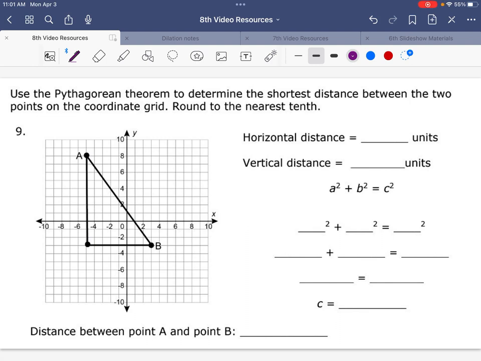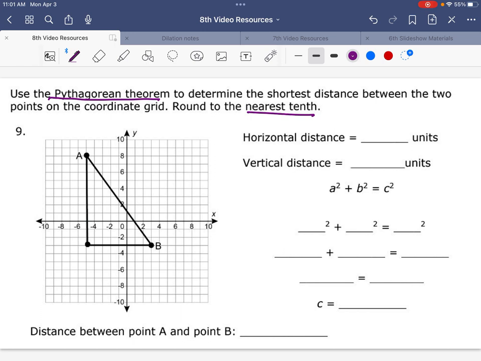Hey guys, today we're going to be looking at how to find the distance between 2 points on a coordinate plane using the Pythagorean theorem. So here we have an example, and they've already given us a triangle on the coordinate plane. They tell us to use the Pythagorean theorem to determine the shortest distance between the 2 points, and then round to the nearest tenth.